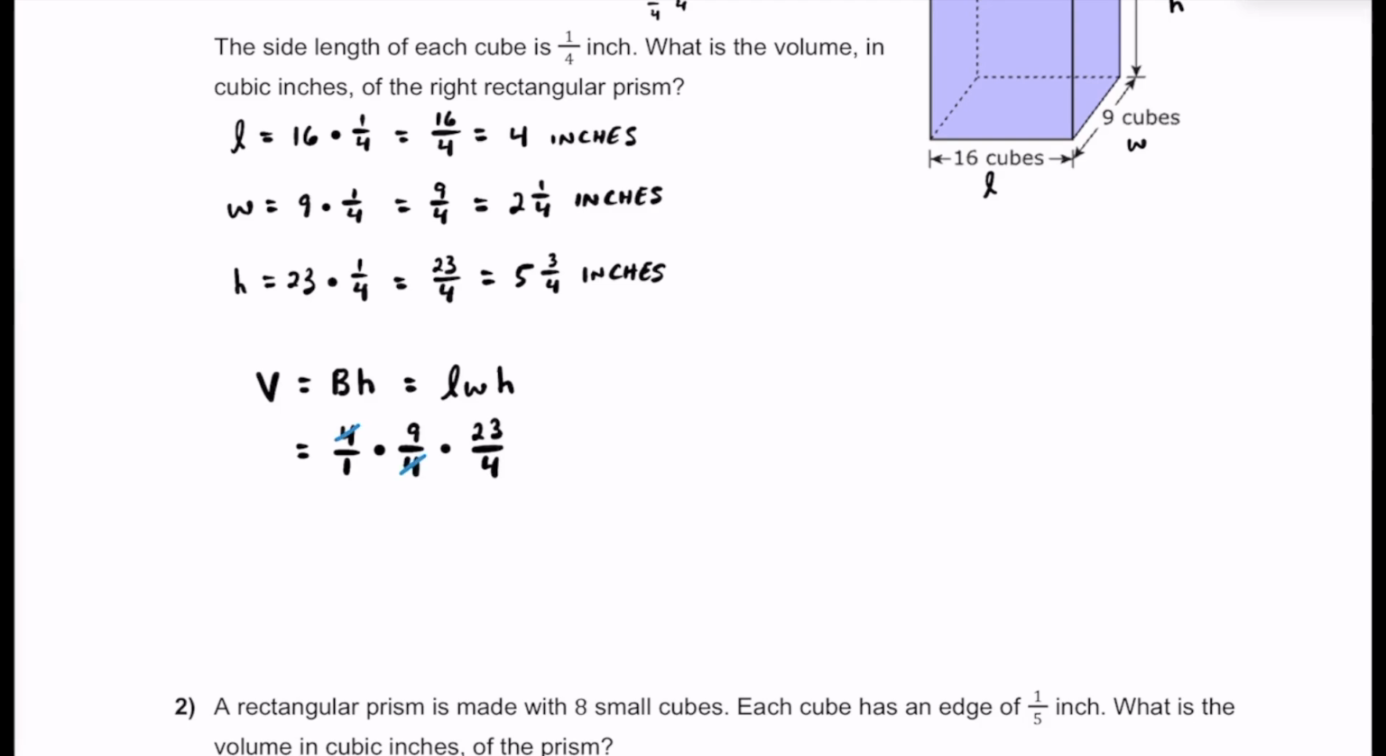Just to simplify a little bit earlier, I'm going to go ahead and take these 4's, cross them out. So instead of multiplying by 4 and dividing by 4, we can just go ahead and cancel those out. In the numerator here, we still have a 9 and a 23. So if we go ahead and take 9 and multiply that by 23, that's going to be 207. And then in the denominator, we just have 1 times 1 times 4, which is just going to be 4. And if we go ahead and do some long division, we can do 207 divided by 4, and that's going to be 51 with 3 left over. So it's going to be 51 3/4 here. Okay, so the volume of this prism is going to be 51 3/4 inches cubed. This would be the volume.